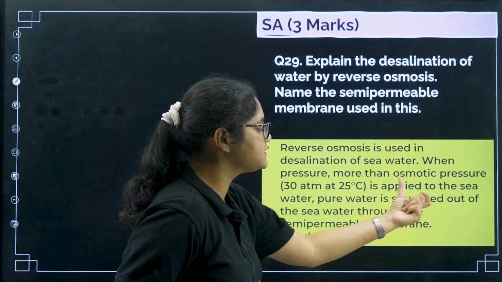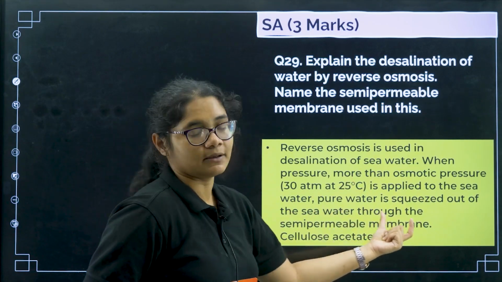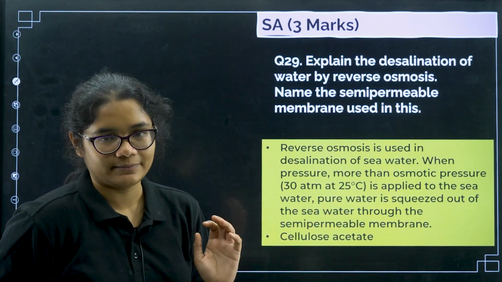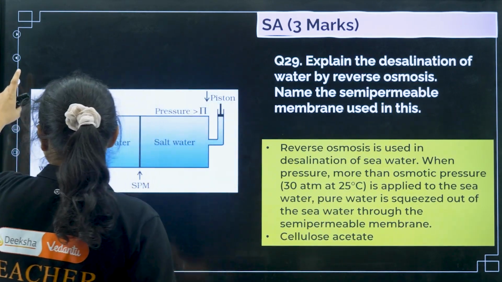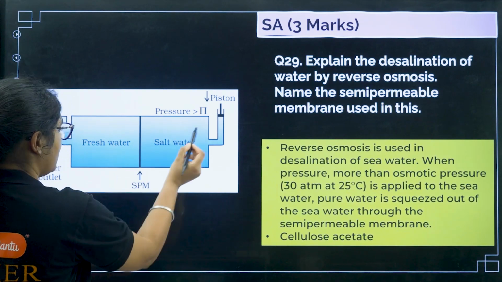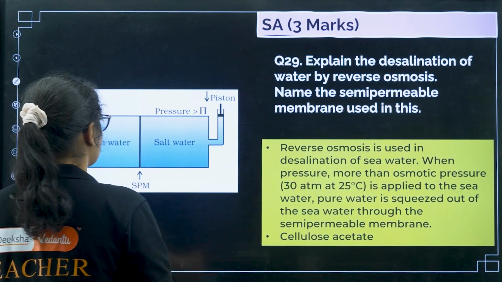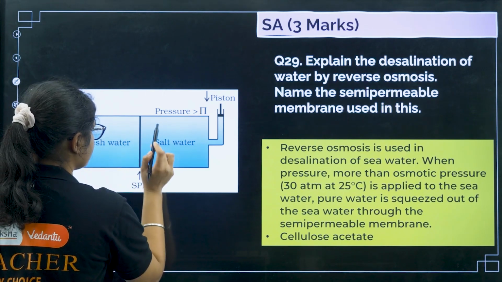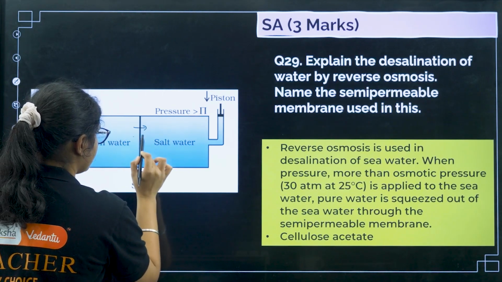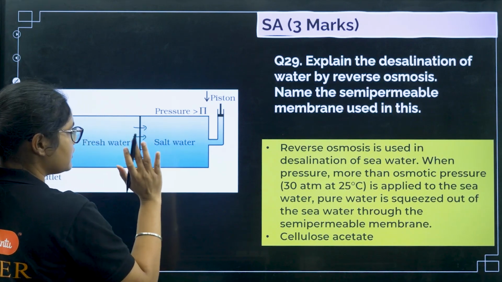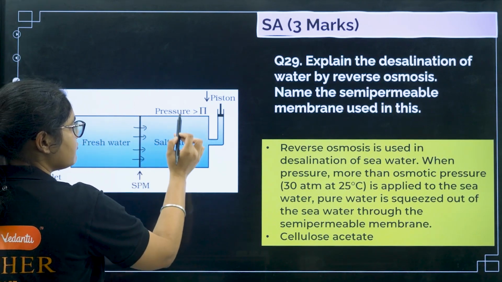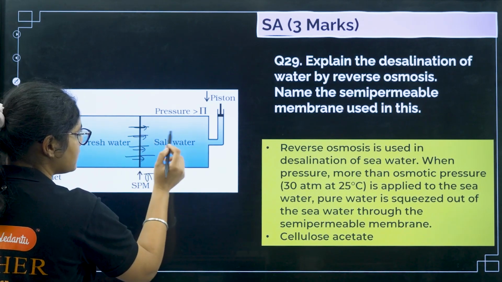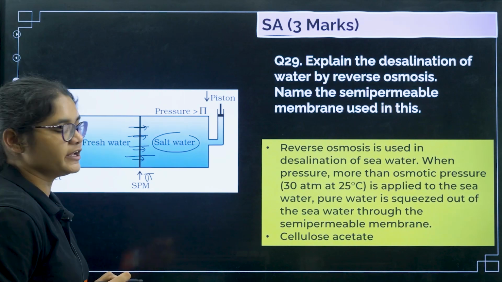Pure water is squeezed out of the seawater through the semi-permeable membrane. What type of semi-permeable membrane is used? That is cellulose acetate. Now you can see one thing. Suppose you have fresh water and you have salty water. In normal osmosis, water flows toward the salt water. If you apply osmotic pressure, it will stop. But if you apply pressure more than pi, then what will happen? The pure water from the salty side will start flowing towards the fresh water. Okay.